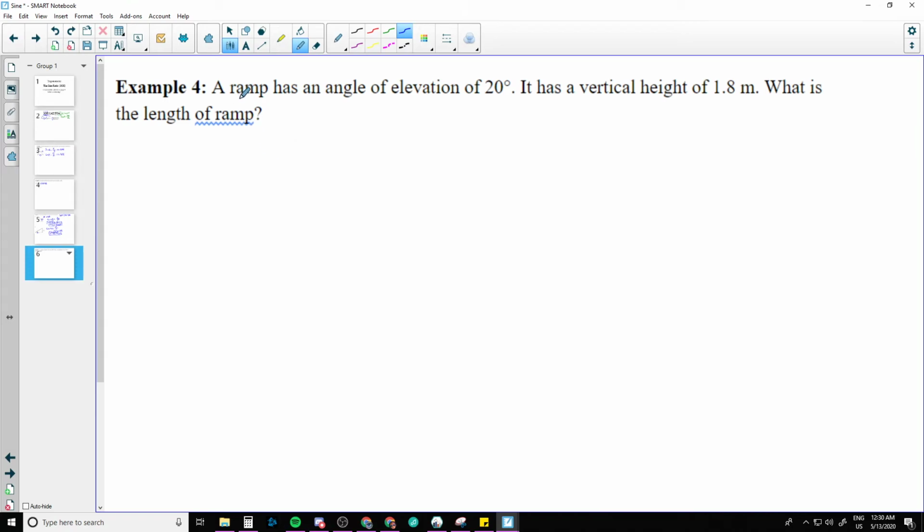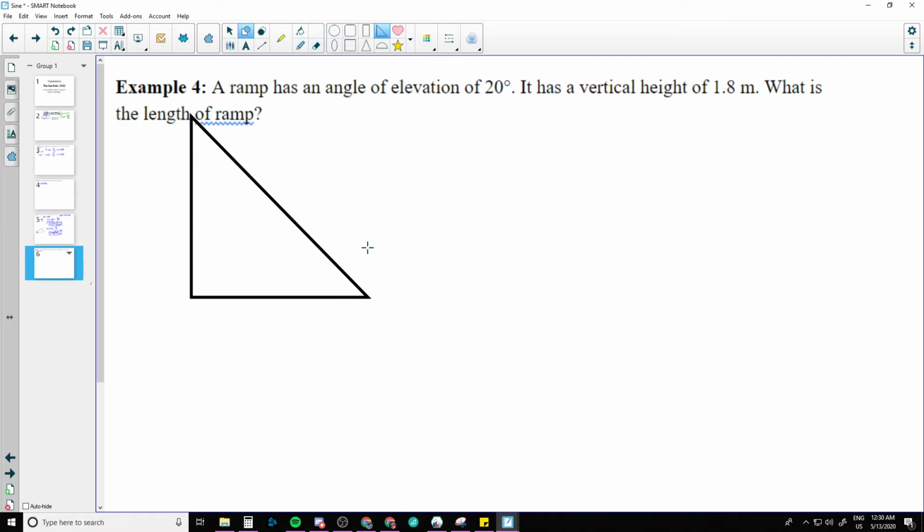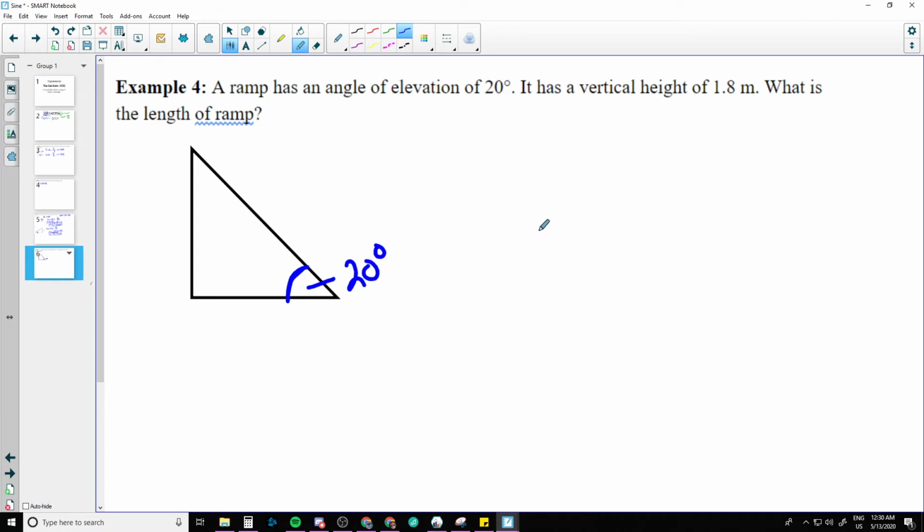Okay, last example. A ramp has an angle of elevation of 20 degrees. Let's draw ourselves a triangle here because we're going to need one. So it has an angle of elevation, which means it's the angle between the ramp and the floor, of 20 degrees. It has a vertical height of 1.8 meters. Vertical is up and down. It wants to know what is the length of the ramp. Okay, that is not this one, that's this. So here we're solving for the hypotenuse.